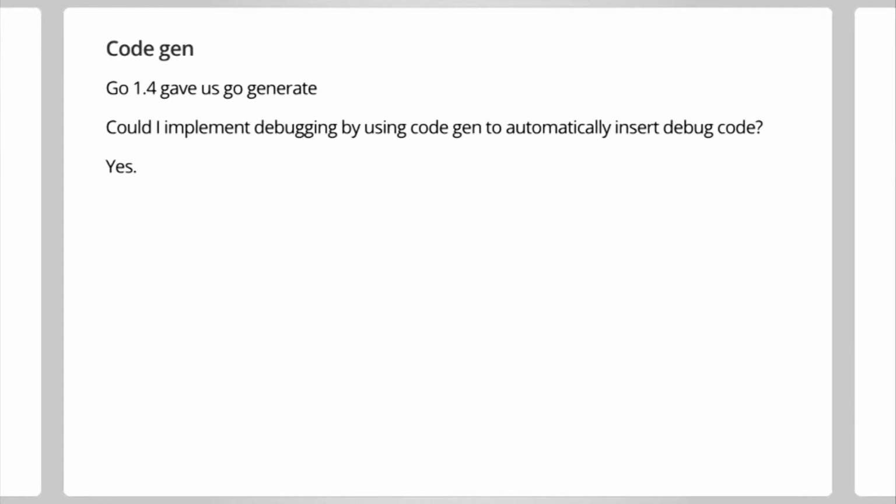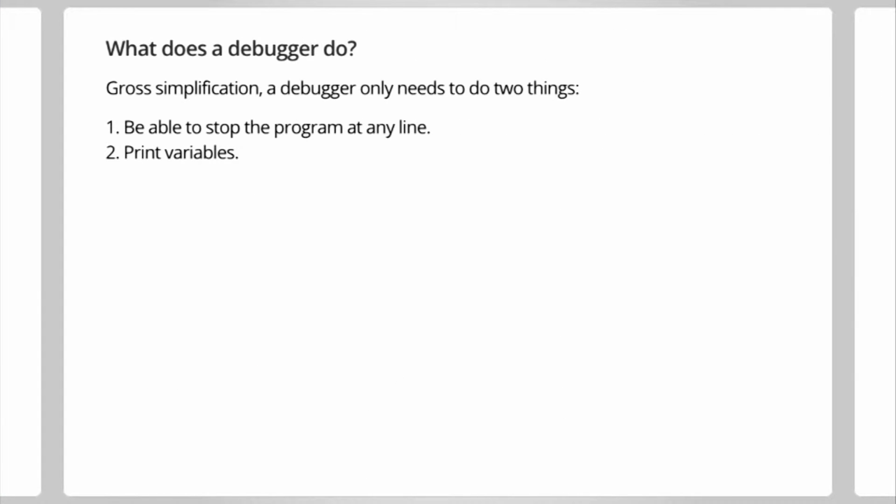And so, spoiler alert, the answer is yes. It, in fact, works, and it works quite nicely. So I'm going to talk a little bit about what you need to do to implement a debugger using code generation. As a really gross oversimplification, there are only two things that a debugger needs to do. First, you need to be able to stop the program at any line. And second, you need to be able to print variables.